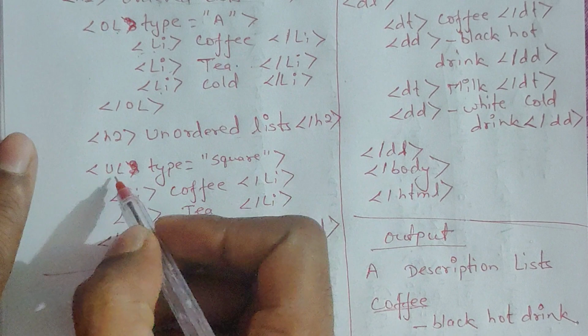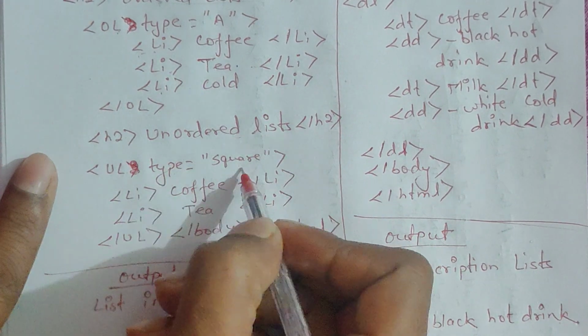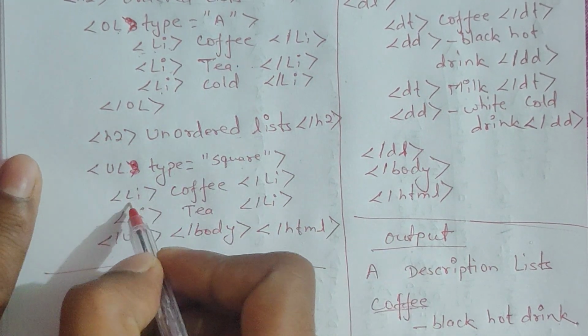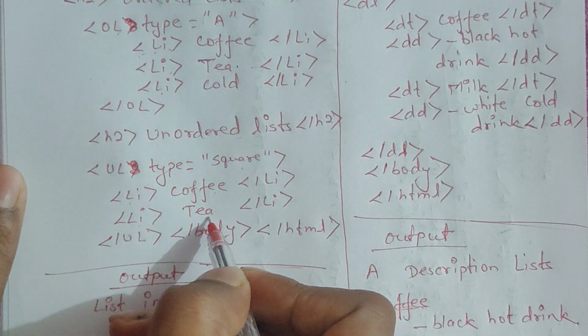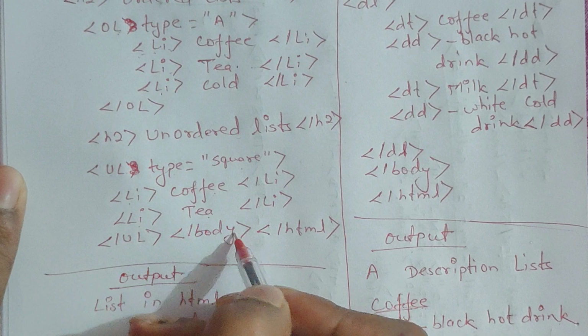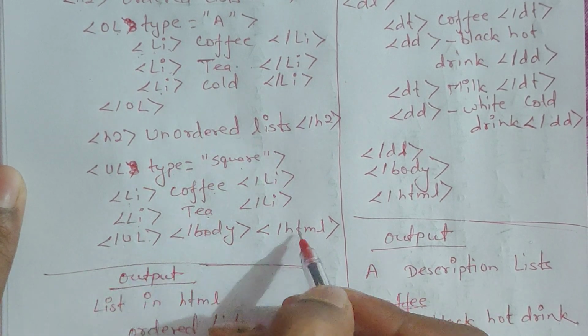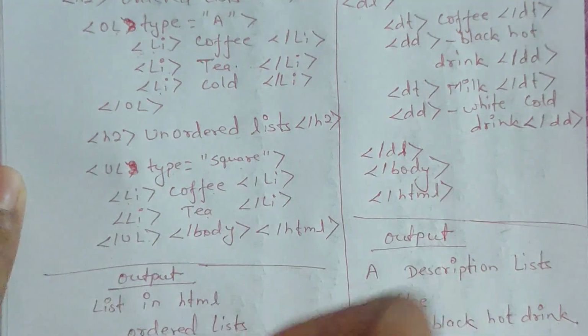Okay, so ul tag, type equal to square I have written. In list items I have given coffee, in another list item I have given tea, and ul tag close, body close and html close. The whole program is closed here, and you will see the final output as this one.